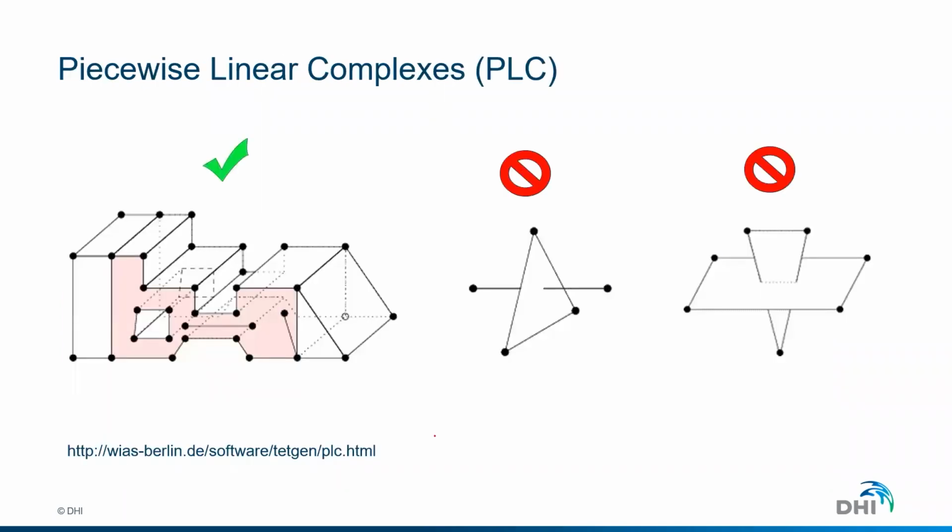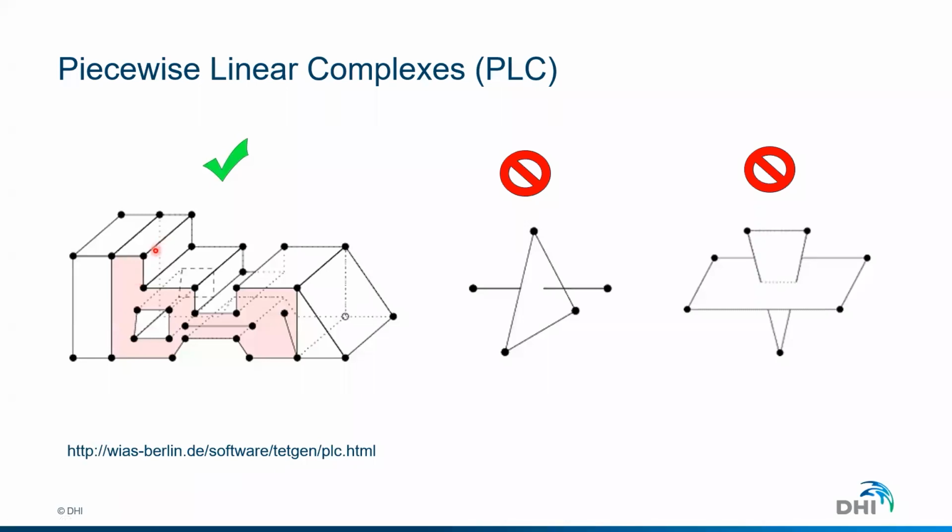Those of you who have already been working with these 3D meshes know very well this definition of the piecewise linear complex. Behind the scenes, for now, what we are using is TetGen, the mesh generator from the WIAS Institute in Berlin. The simple explanation of a PLC is that all your geometrical information has to fit in a proper way. If you have geological horizons or faults, these are triangulated surfaces, and they need to fit very well.